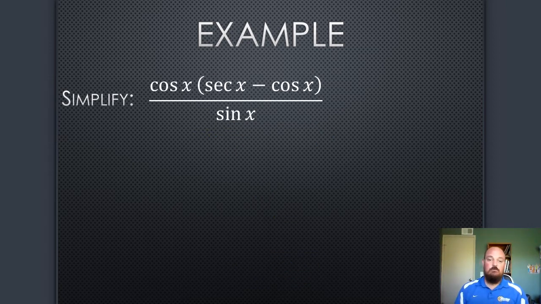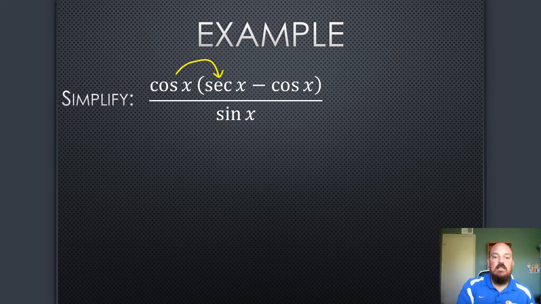Now here's another one. This one is a little bit more complicated. We have cosine x times secant x minus cosine x in parentheses, and the whole thing is over sine x. Now you have some choices here in the way you're going to approach this. I would probably use the distributive property first and get rid of those parentheses.